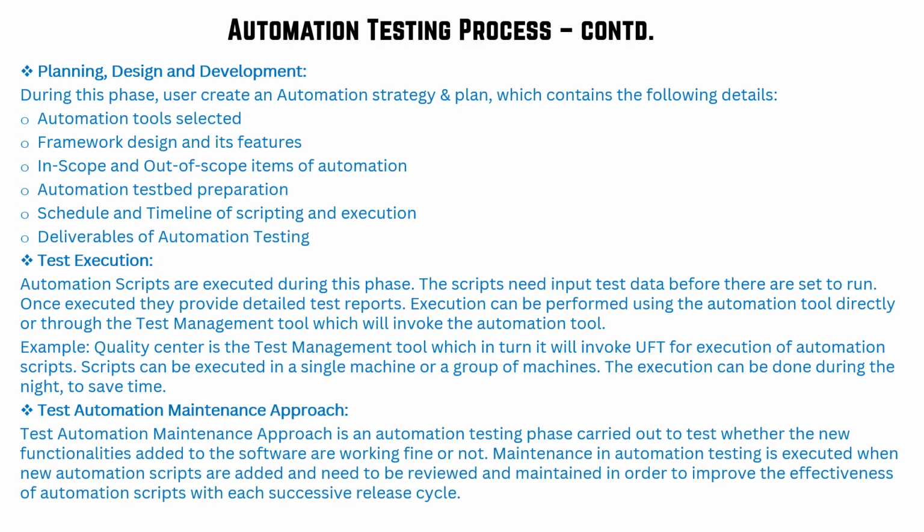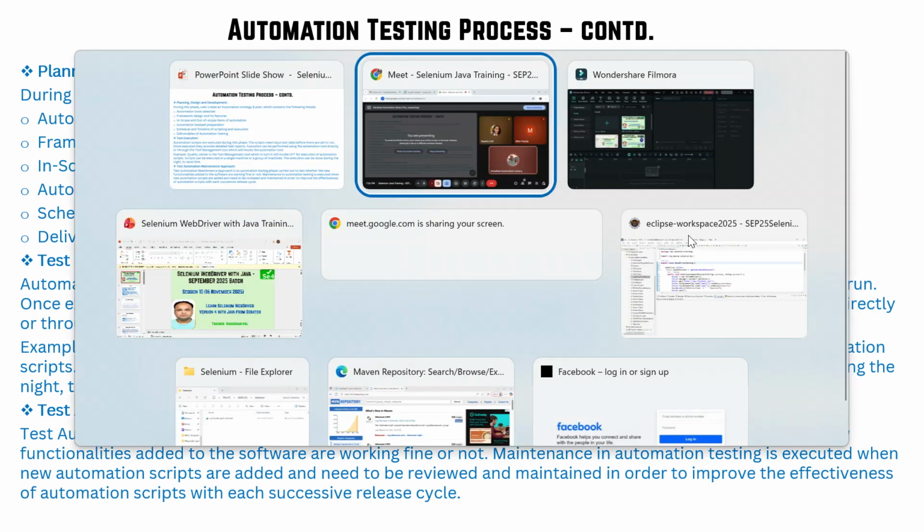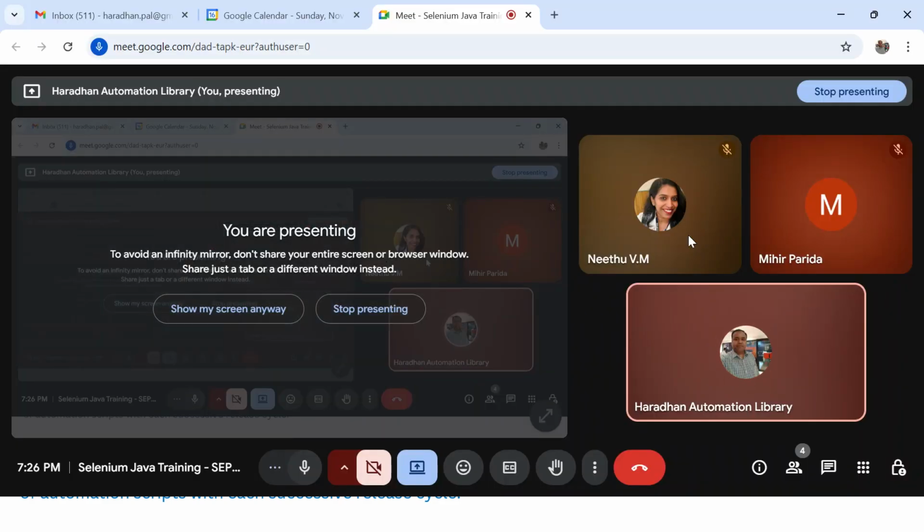Test automation maintenance approach is an automation testing phase carried out to test whether the new functionality added to the software is working fine or not. Maintenance in automation testing is executed when new automation scripts are added and need to be reviewed and maintained in order to improve the effectiveness of the automation scripts with each successive release cycle. Okay, so those are the important things I have covered so far. Any questions or doubts? I will give a break.